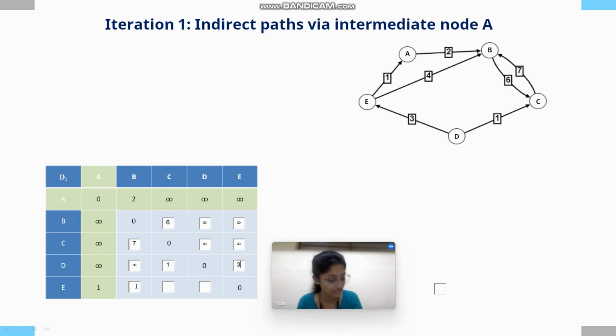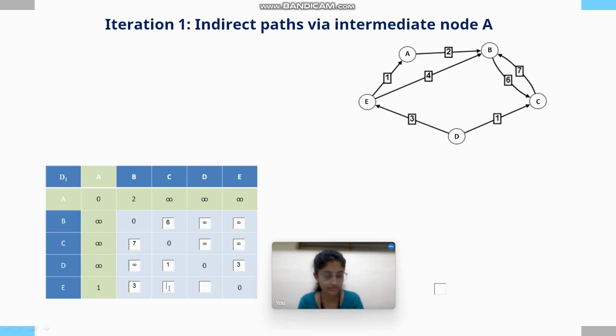Here we have e comma b. I think there is a change. Let's just have a look. E comma b, the previous entry of e comma b was 4, which is minimum 4, or e comma a plus a comma b. E comma a is 1 here, a comma b is 2. We have to take the minimum of 4 comma 1 plus 2, which means it is 3. 3 is minimum, so this is a new entry. This is a changed entry.